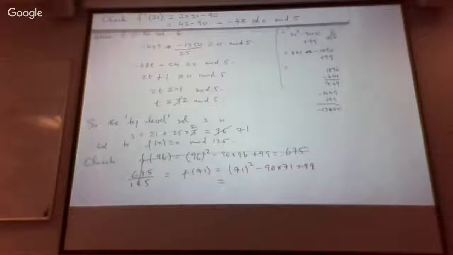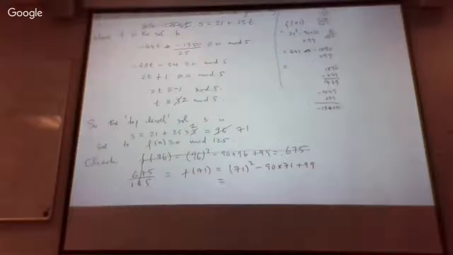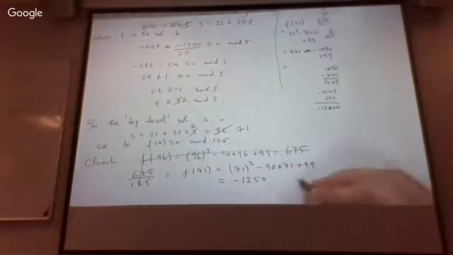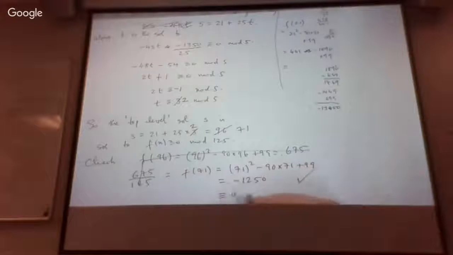Got that evaluation for us. So it's definitely advisable to check. And again, all these pluses and minus signs are a bit hazy. It gives minus 1250, which is of course a multiple of 125. Yeah, cool. Okay, great.